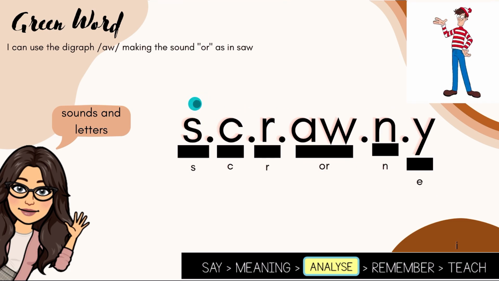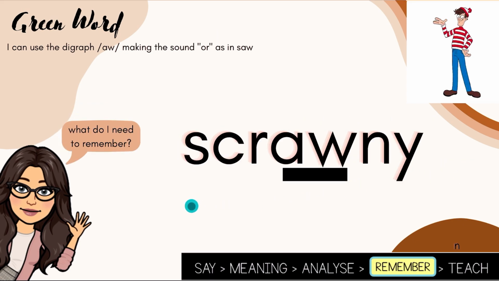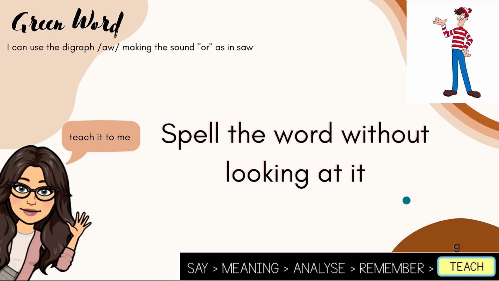So S, C, R, A, W, and Y. Scrawny. What part of the word scrawny do you need to remember? Perhaps it is the digraph AW which makes the OR sound, or it might be the graph Y is making the E sound. Okay, have a go at spelling the word scrawny without looking at it.